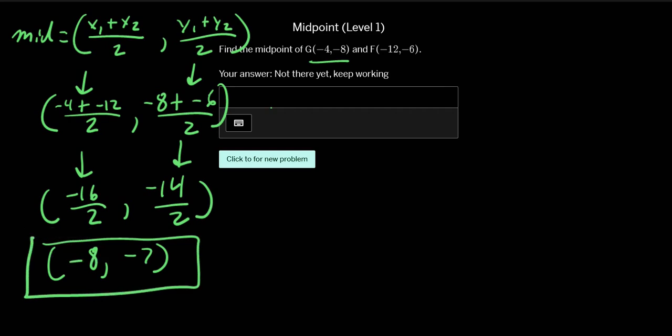And a quick visual check to make sure your numbers actually make sense is the midpoint should be in the middle of your coordinates, which means that the x value that you get, -8 in this case, should be between -4 and -12. The y value, -7 in this case, should again be between -8 and -6. The number should be in the middle. So if you're getting these wild numbers way off in left field, that's when you need to go back and look to see if you've done something wrong.